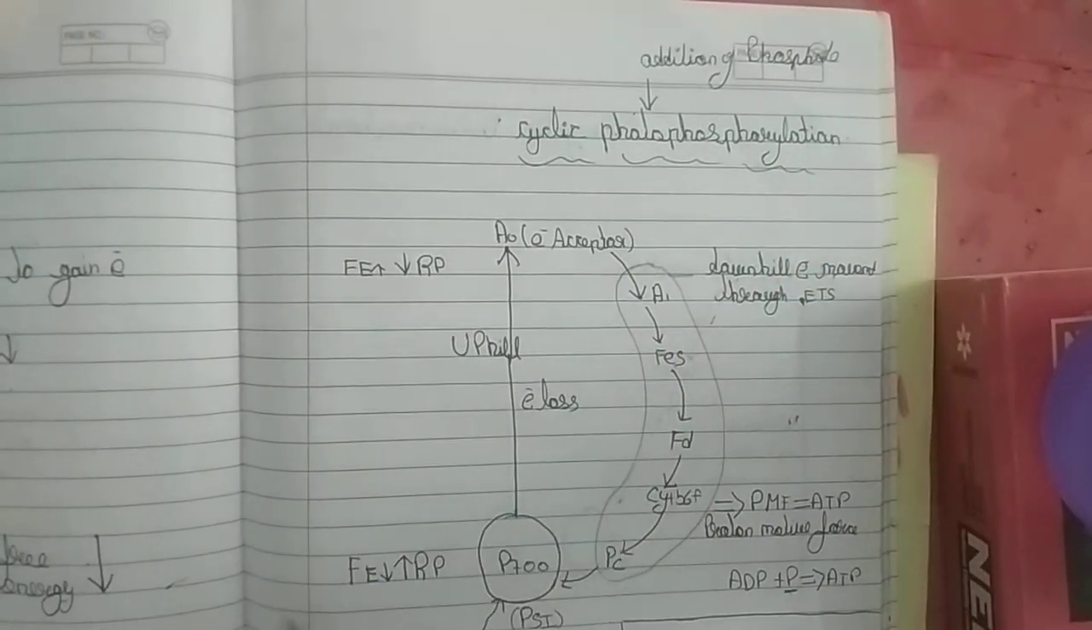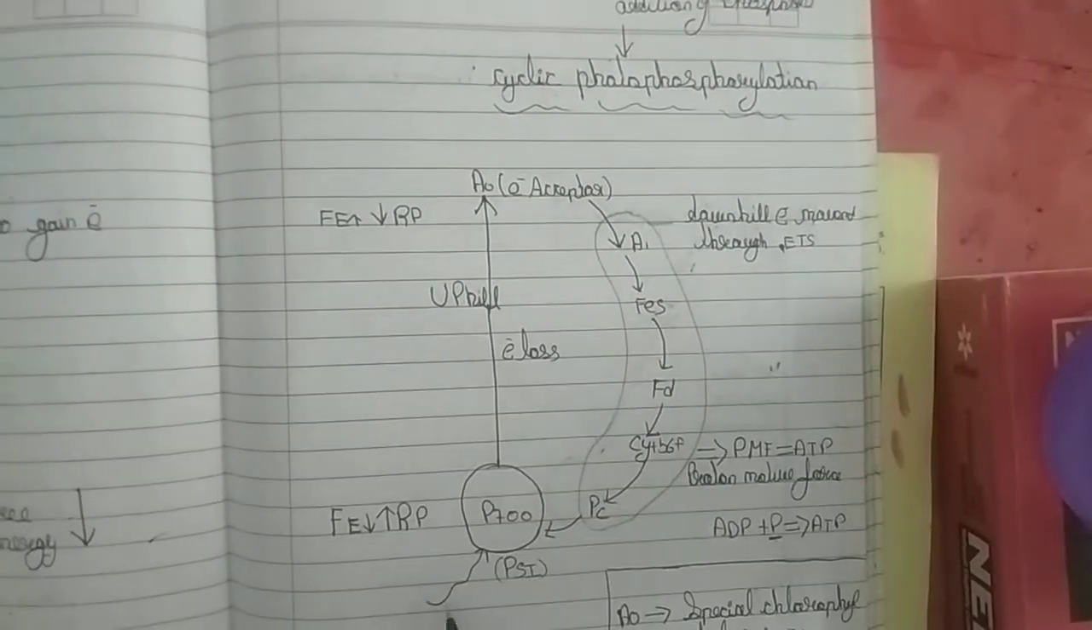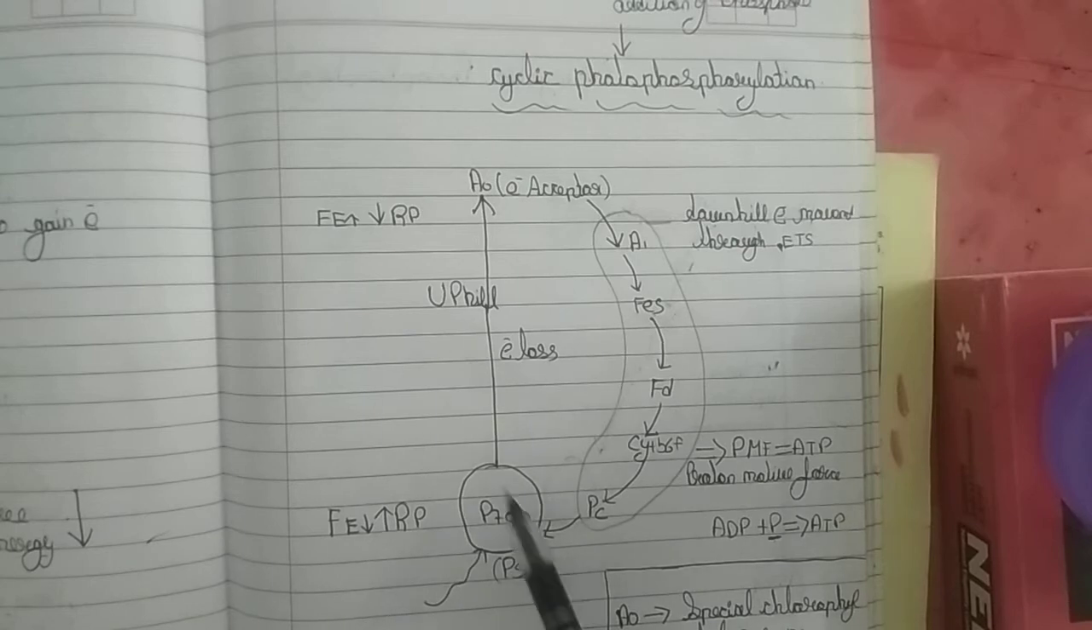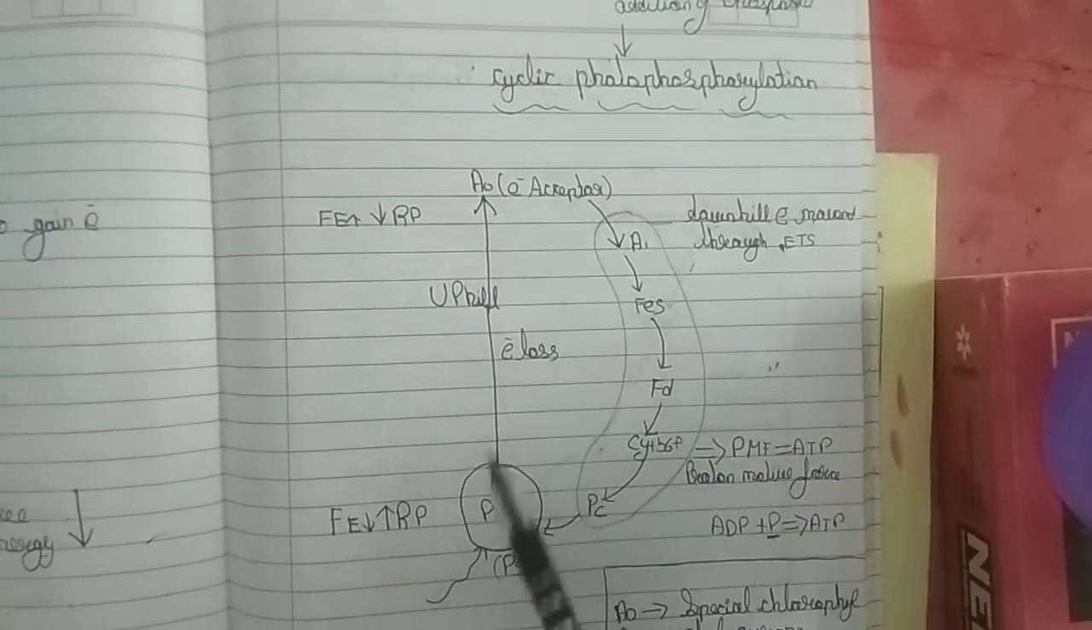Now we will see what is cyclic. This is cyclic photophosphorylation, in which the energy is absorbed by the reaction center and an electron is lost. It has first a high redox potential, then a low redox potential at the primary electron acceptor, so it is called an uphill process.